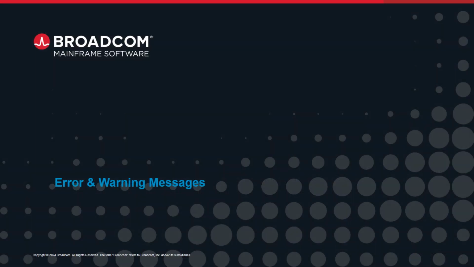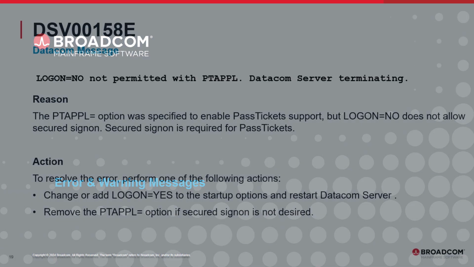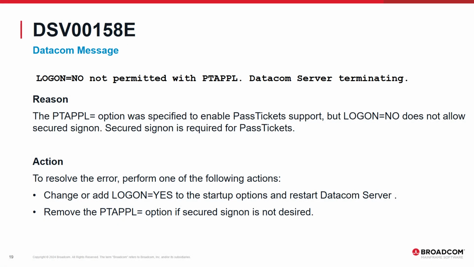New error and warning messages were created as part of this enhancement. The message DSV00158E says logon equal no not permitted with PTA-PPL. Datacom Server is terminating. You will receive this message if the PTA-PPL option was specified, but logon equal no is specified. Secured sign-on is required for PassTickets. You must then change the logon value to yes and restart, or remove the PTA-PPL option.